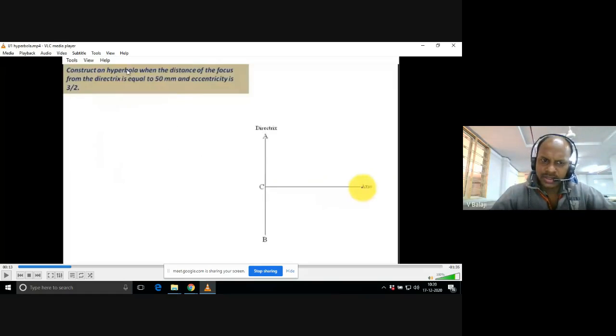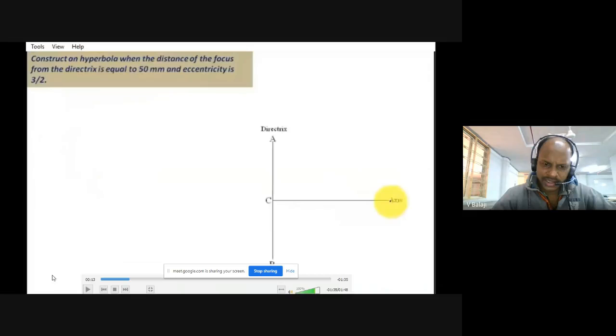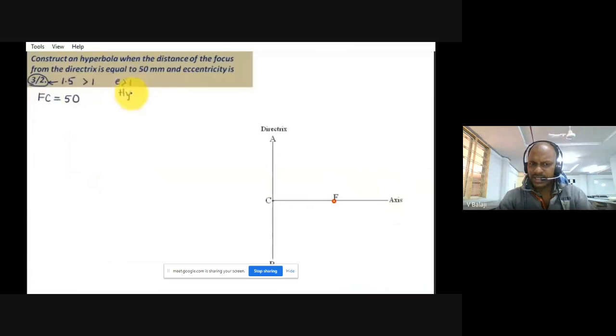Okay. So again, hyperbola construction. You see the distance of the focus from the directrix is given as 50 mm and the eccentricity is 3 by 2. You know, hyperbola eccentricity value should be greater than 1, so here it is 3 by 2. In the exams, you may be given 4 by 3, a value greater than 1. As earlier, as we discussed, you draw one axis line and the directrix line, and mark the focus on the axis at a distance of 50.